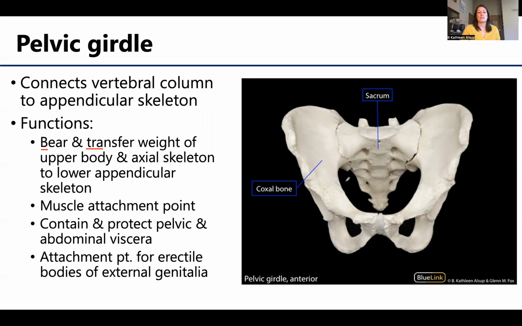It is going to protect both pelvic viscera, but also abdominal viscera, specifically the lower or more inferior portions of the abdominal viscera, the GI tract, that is going to be protected by the more superior portions of the pelvic girdle. And then particularly in the more anterior portions, but also the inferior portions, the pelvic girdle will serve as an attachment point for erectile bodies of the external genitalia. You'll learn more about what those erectile bodies are associated with when we get into the reproductive sequence of the course.